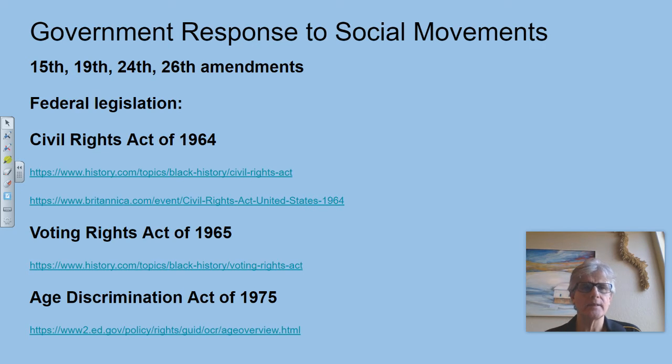The 15th Amendment gave African Americans the right to vote. The 19th Amendment gave women the right to vote in the 1920s. The 24th Amendment stopped the poll tax; it made the poll tax unconstitutional. The 26th Amendment gave people aged 18, 19, and 20 the right to vote.